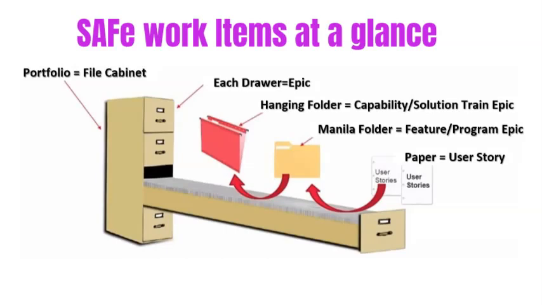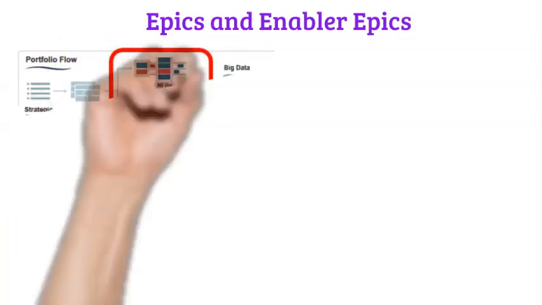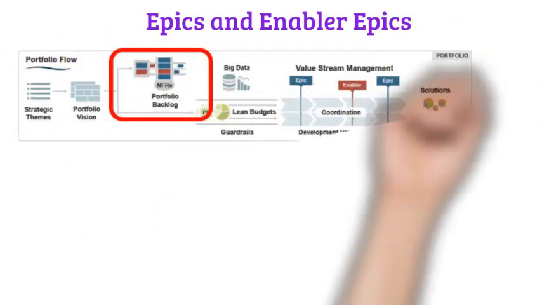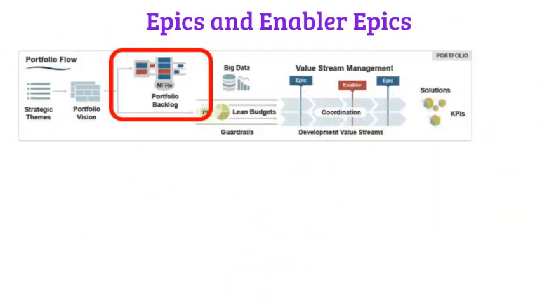So stories roll up to features. Features roll up to capabilities. Capabilities roll up to epics. So epics are at the portfolio layer. In SAFe, there is a layer called the portfolio layer, and in that there is a backlog called the portfolio backlog. So epics are housed in this portfolio backlog.